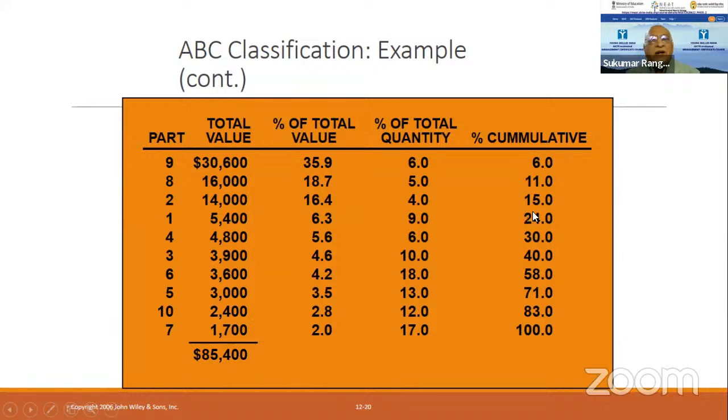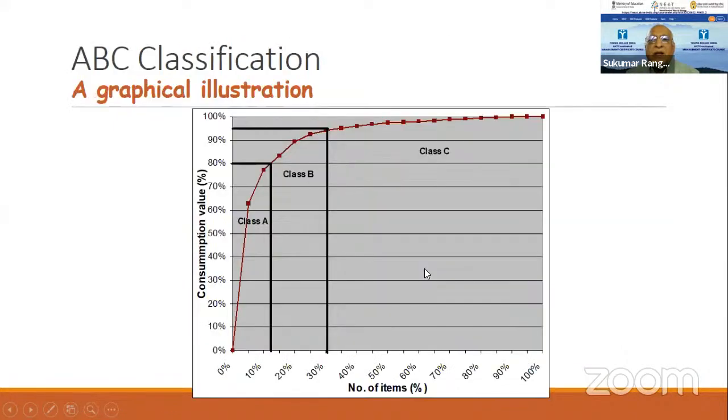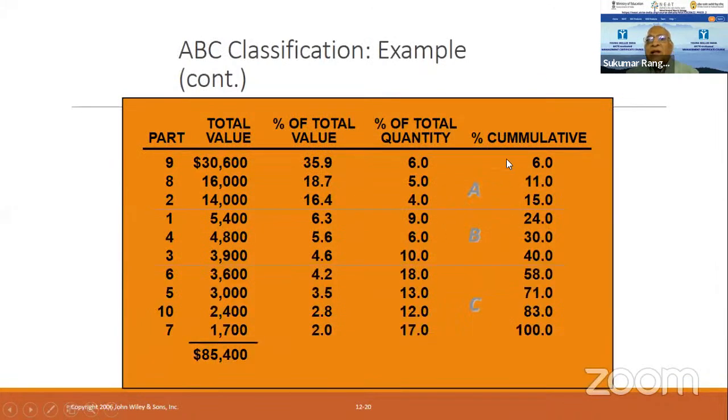So let us say 15 items, part numbers 9, 8, and 2 form about 15%. Items 1, 4, 3 form about 40%, and the remaining 4 form the balance 100%. If you see, the classification could be that the first 3 items are A-class items, the next 3 are B-class items, and the next 4 are the C-class items.